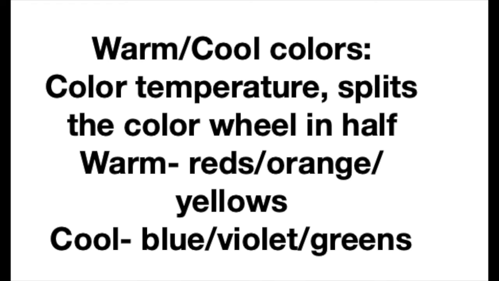Another way you can select and organize colors is by the color temperature. The color wheel is split into two groups, warm and cool colors. Warm colors are like reds, oranges, and yellows, and cool colors are like blues, violets, and greens.